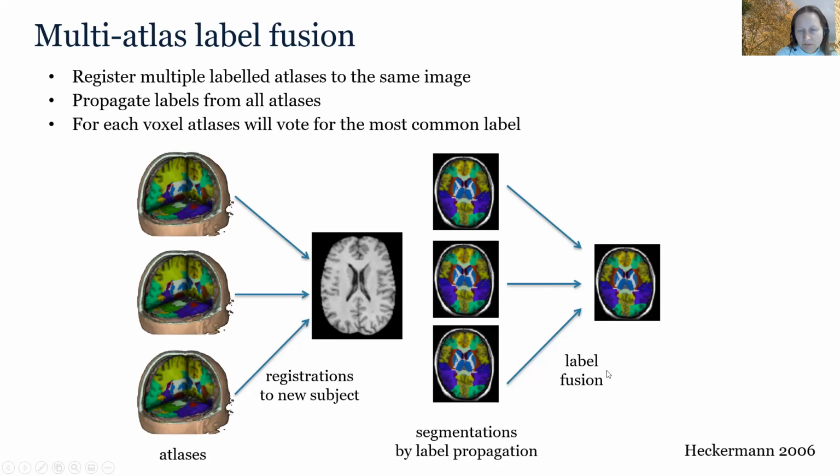Now, to create our final segmentation, we will perform label fusion, and the simplest way to do that is to use maximum voting. So for each voxel, we will count the number of labels for different structures, and we will choose the structure that has the most votes by different atlases.